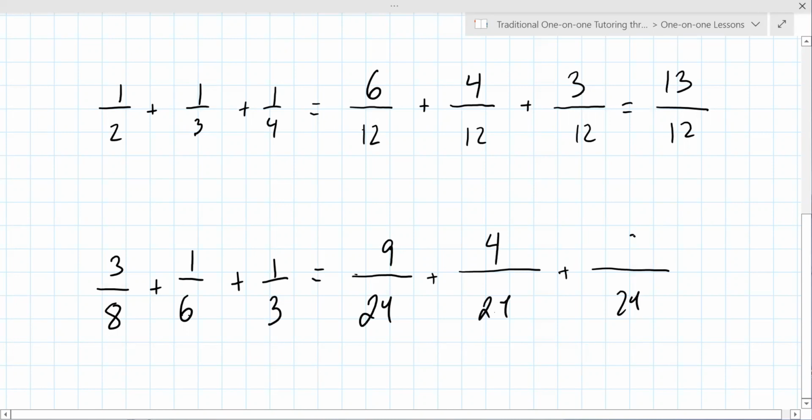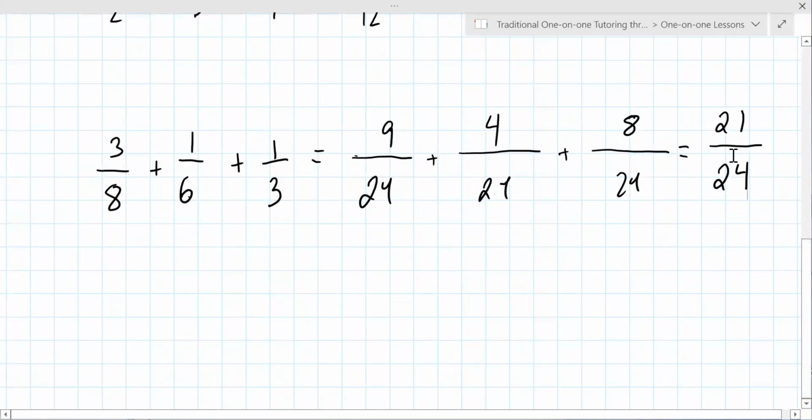Okay. And then when you add these up, 9 plus 4 plus 8, you get 21 out of 24. And that leads nicely into a related topic, which is reducing fractions. While 21/24 is correct, it's not in lowest terms, so you have to reduce it. What can you divide the top and bottom by?